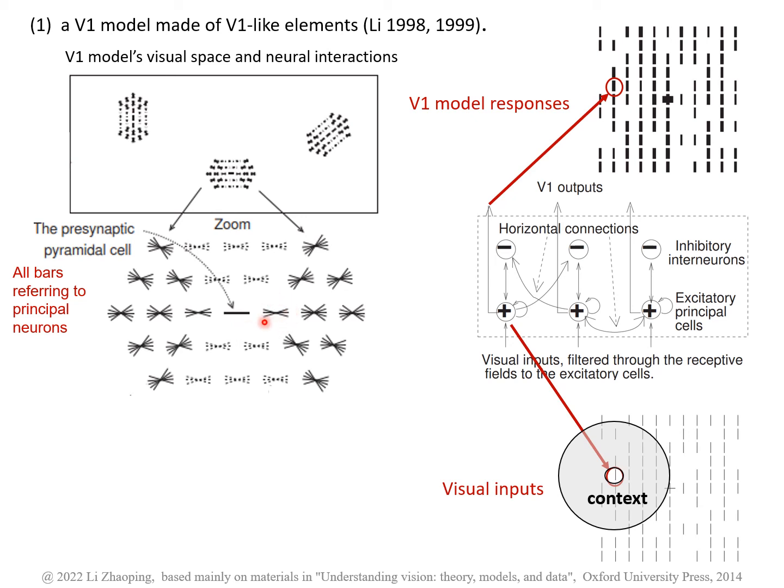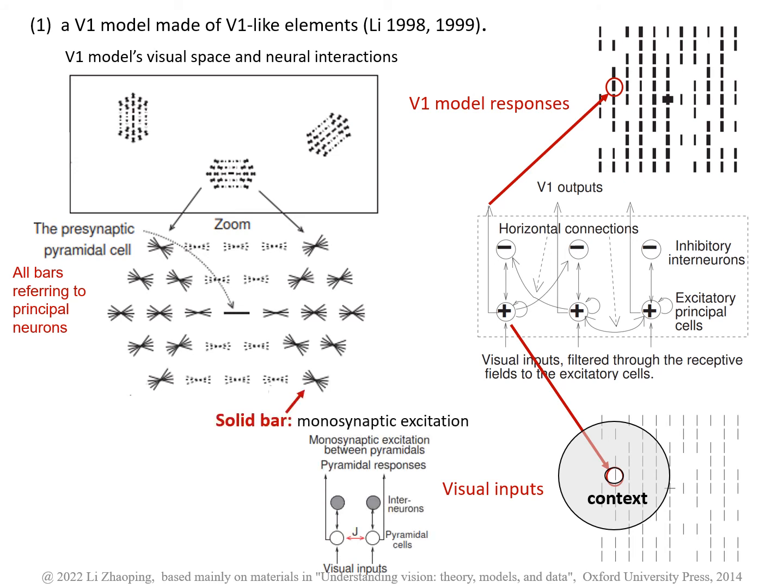3 bars at this location mean that there are 3 different neurons here interacting with the central neuron. One of these neurons prefers the horizontal orientation depicted by this horizontal bar. The second neuron prefers the orientation depicted by this bar, slightly rotated clockwise from horizontal. And the third neuron prefers the orientation depicted by this third bar, slightly rotated counterclockwise from horizontal.